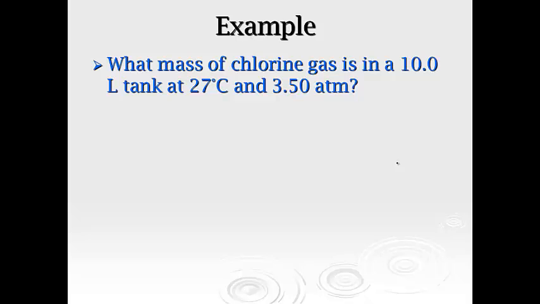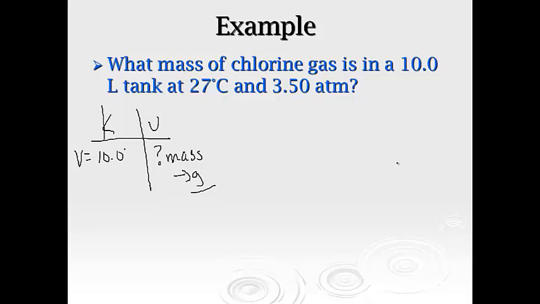This time it wants to know mass. Mass is always in grams unless it's specified differently. But we have a volume of 10.0 liters. The temperature is 27 degrees Celsius, or 300 Kelvin. Our pressure is 3.50 atm. Now here's the thing. We don't have mass, but we do have moles. So we're going to find moles first, and then we're going to use molar mass to convert it.